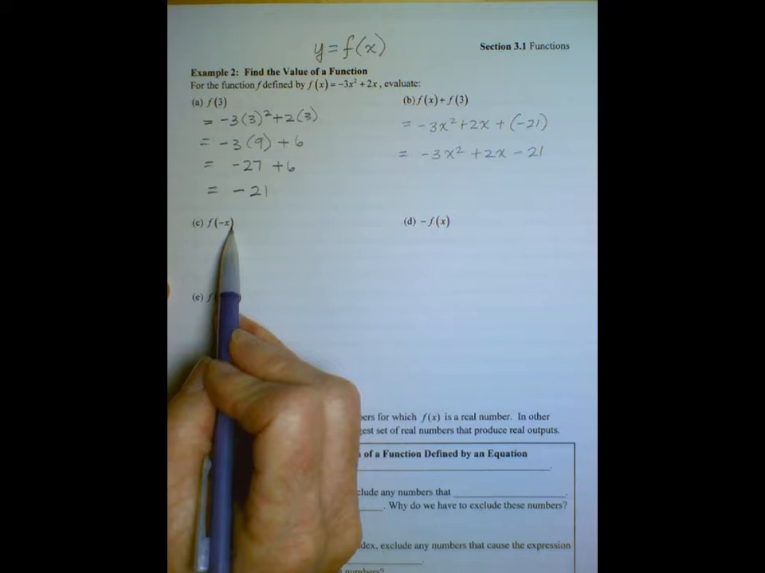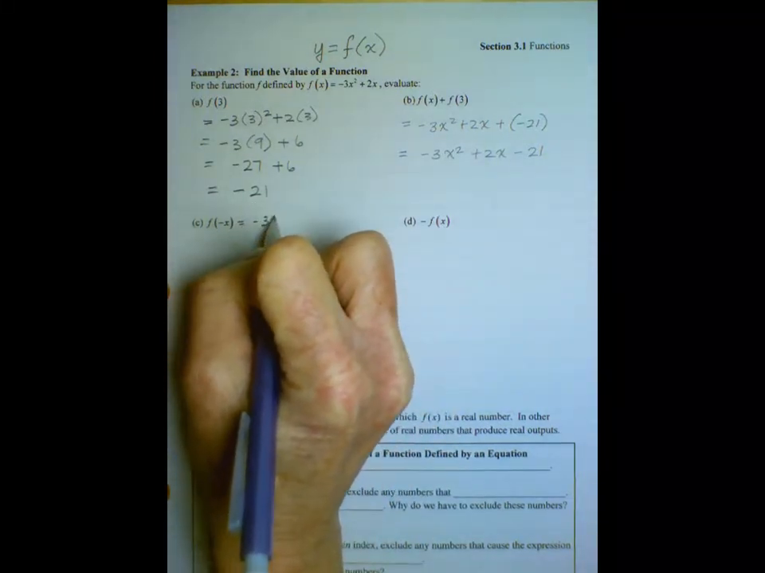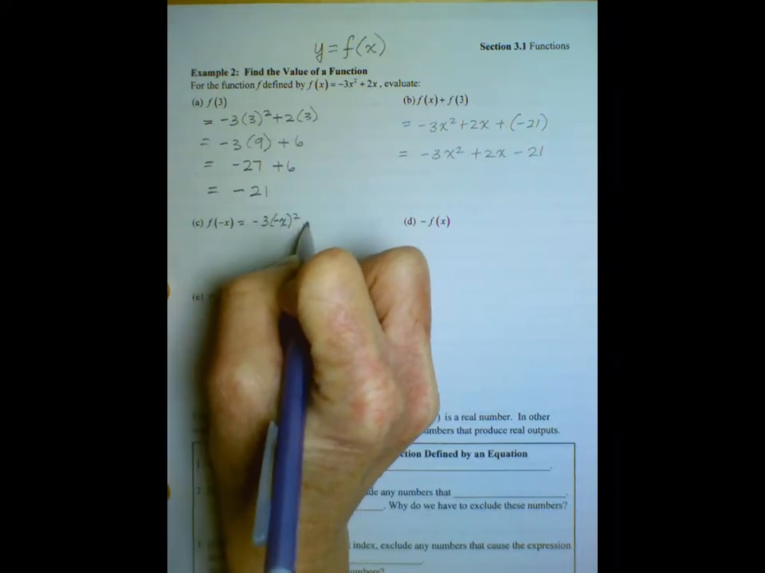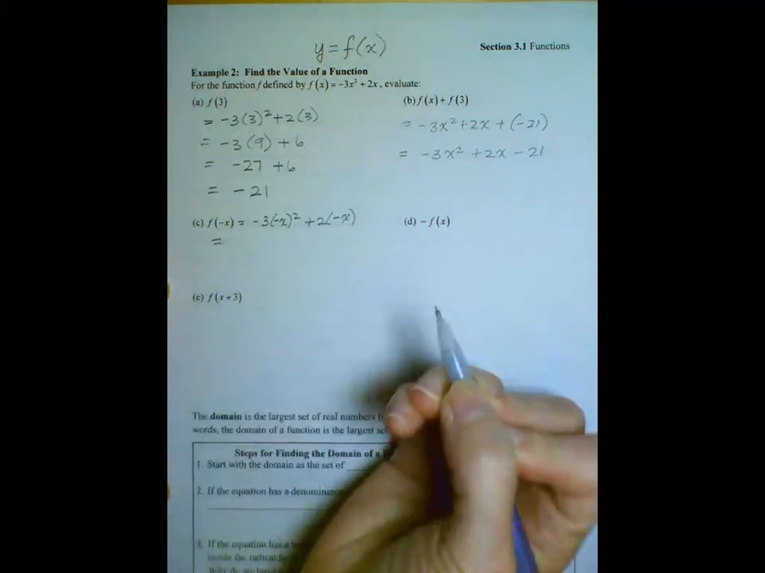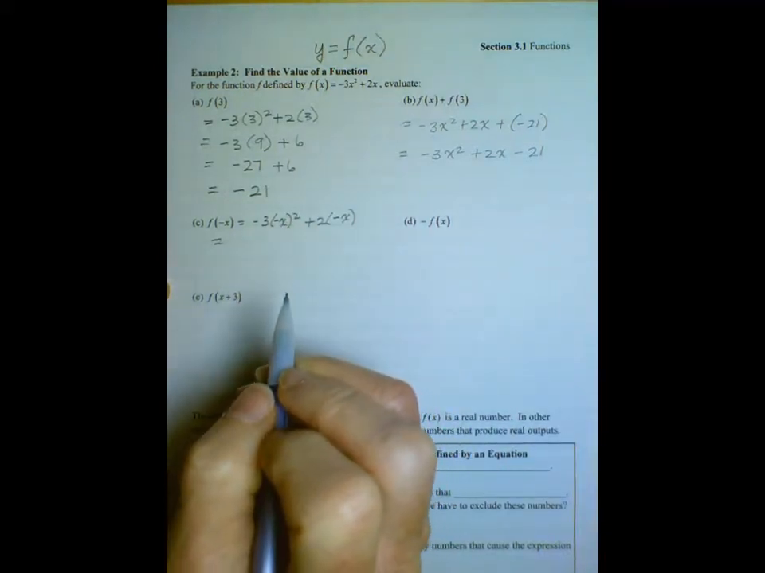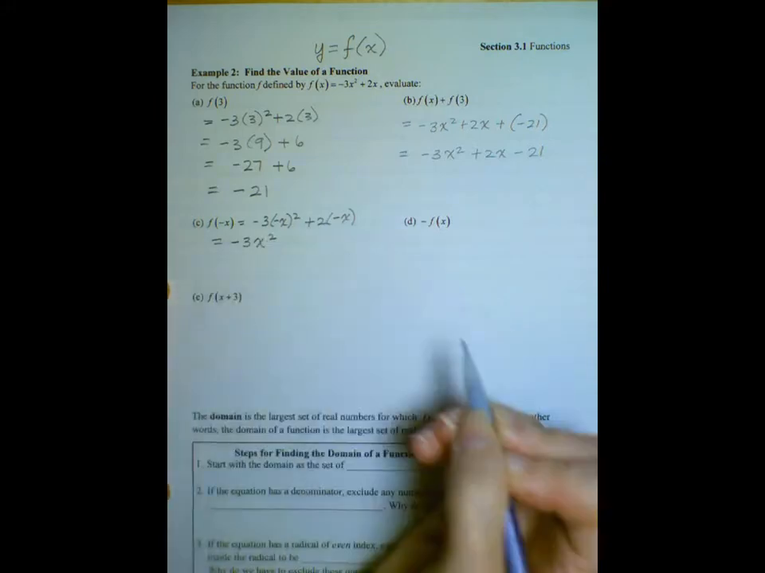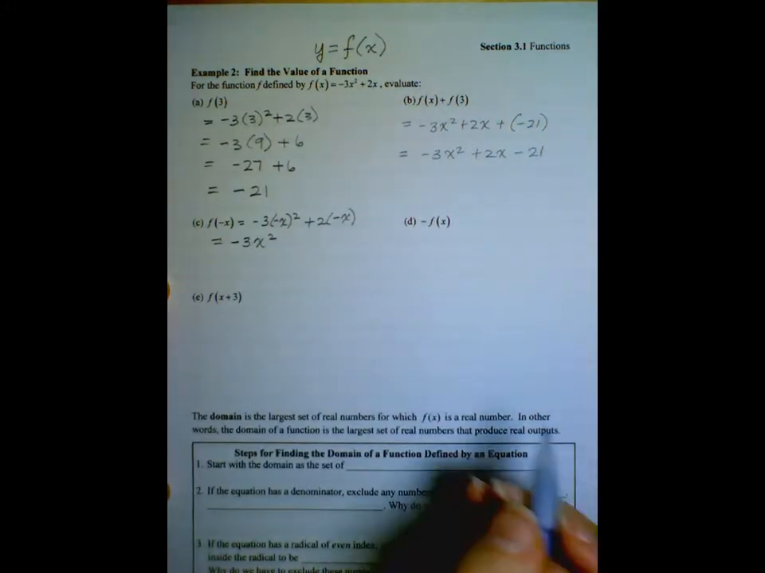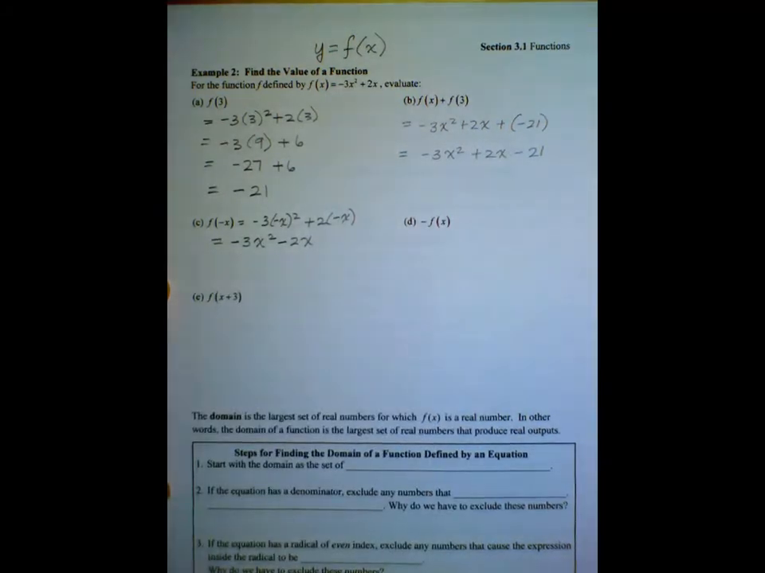Likewise here, we're going to insert negative x. So negative 3 times negative x squared plus 2 times negative x. And all I can do here is simplify. What's negative x squared? Well, that just comes out to x squared, doesn't it? Because negative squared will be a positive. And minus 2x. And that's it. That's all I can do with that.